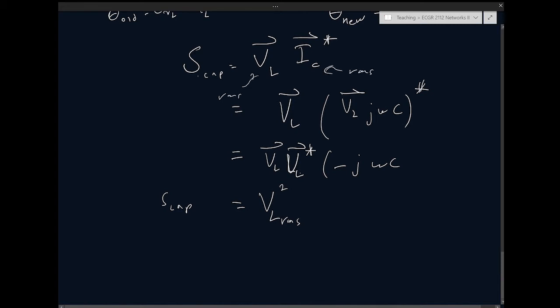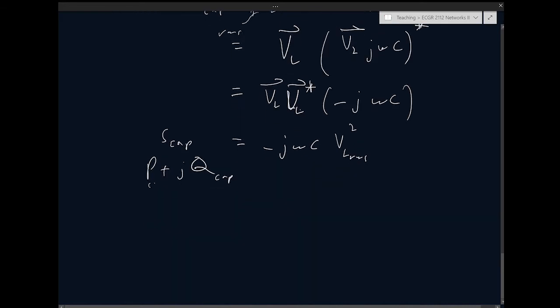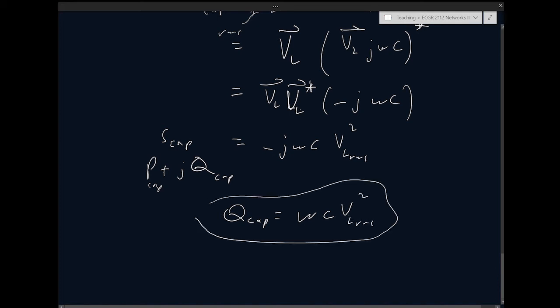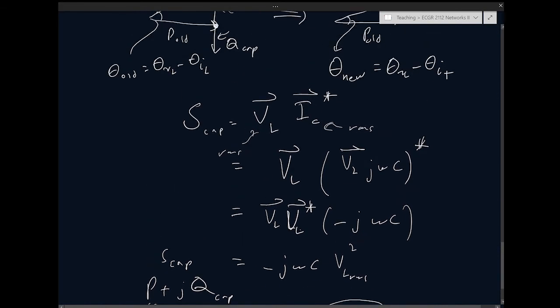Okay, the S formula presupposes that everything is expressed in RMS, right? And this is going to be minus j omega C VL RMS squared. So, of course, S cap is just P cap plus j Q cap, right? And of course, P cap is 0. There's no real power consumed by the capacitor. So Q cap is omega C VL RMS squared. That's a quick way to calculate this. Okay, you can always fall back to this formula.